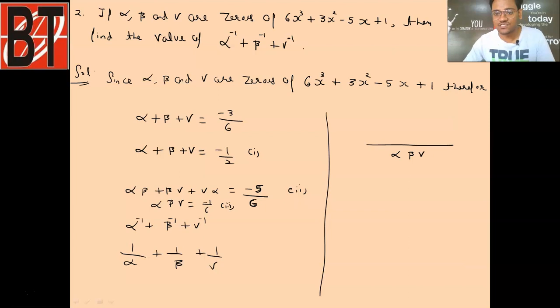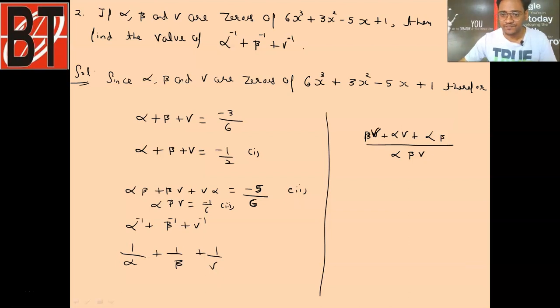Okay, now students, if I simplify further, I will have beta gamma plus alpha gamma plus alpha beta. Now you can check the numerator is nothing but equation number 2, that means the sum of product of zeros taken 2 at a time, and the denominator is equation number 3. So yes, we can use the values directly.